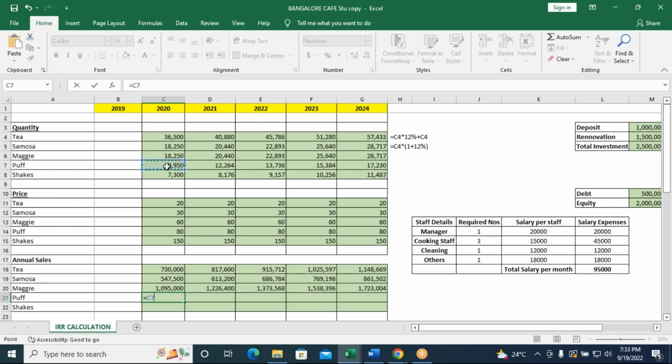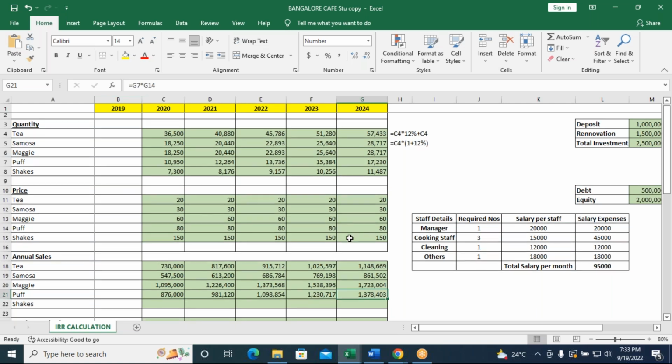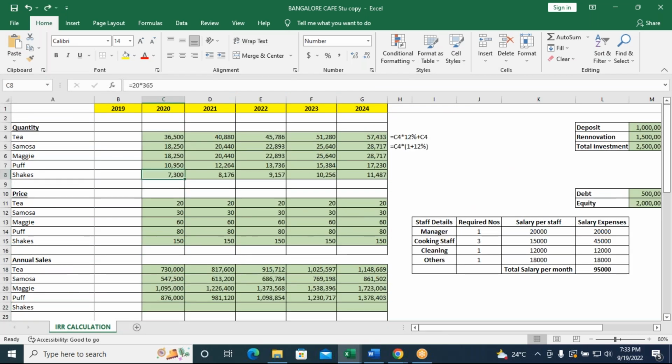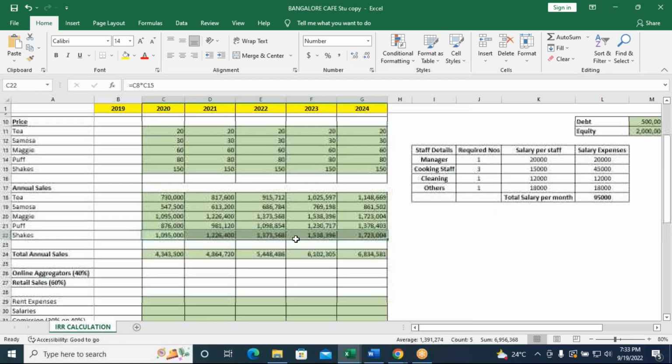Puff is equal to 10,000 into 80. See, if you click anywhere, you should know G7 into G14. So like that only, shakes is equal to 7,300 shakes into 150 per shake. So my calculation is done.